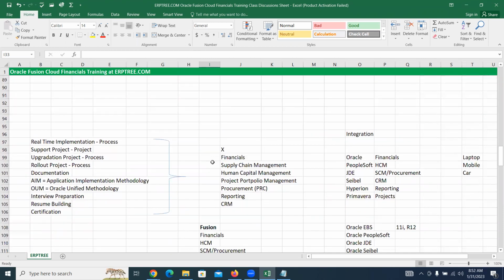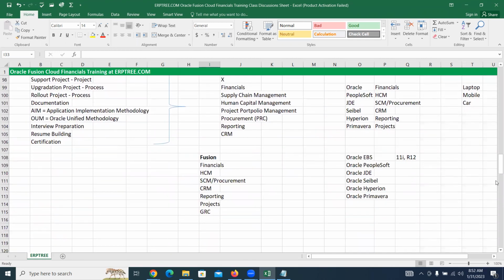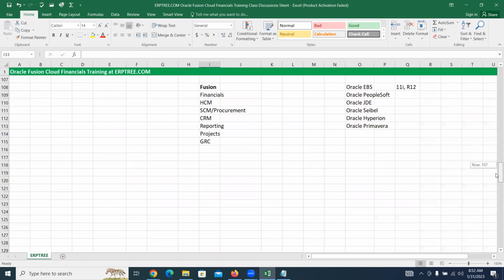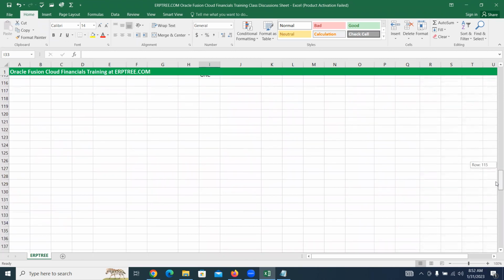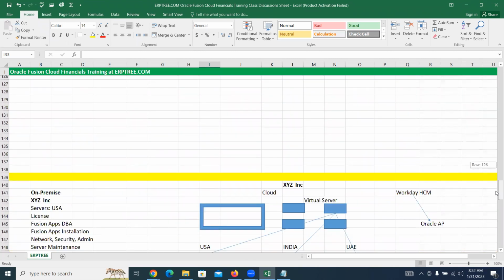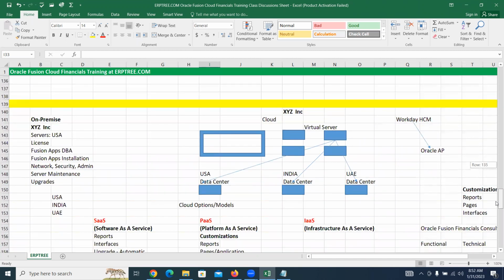So, Sir, it's like Google Drive. Like if we upload anything on Google Drive, then we can access it from any device. Yes, exactly. Those are the examples. Yes.